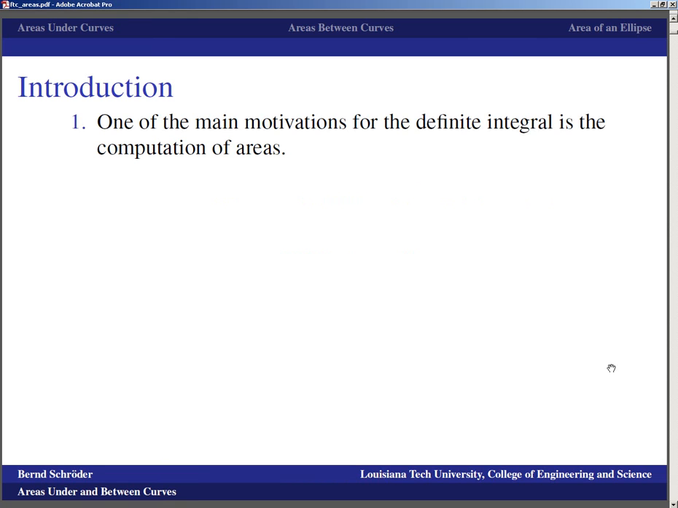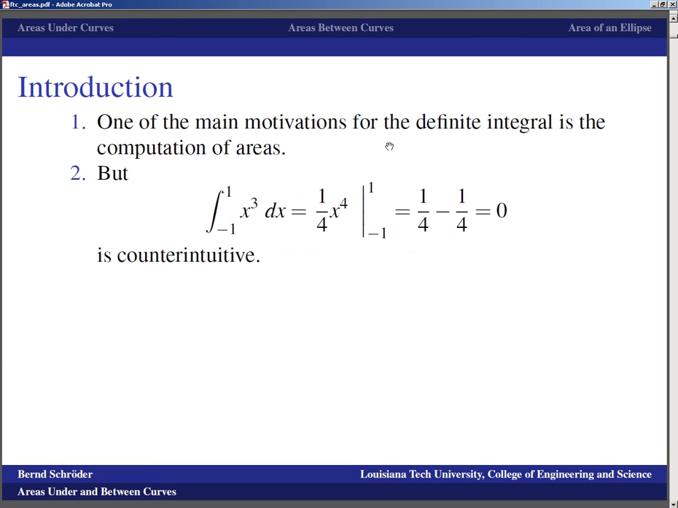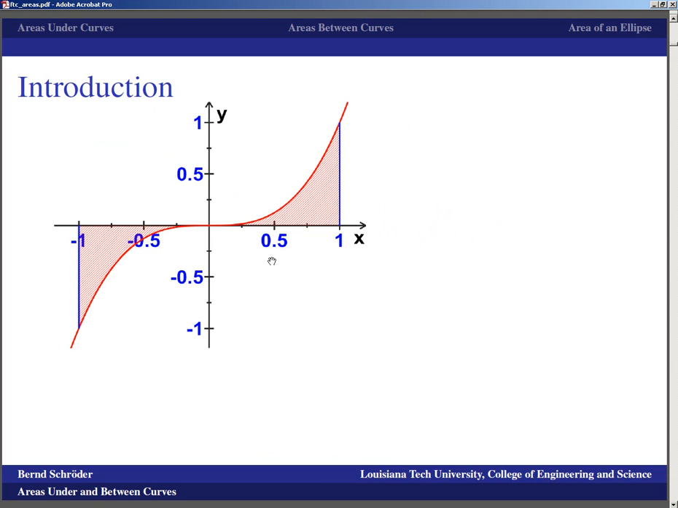So, well, one of the main motivations for the definite integral, of course, was the definition of areas. But when you're looking at the integral from -1 to 1 of x cubed, then what we know by the fundamental theorem of calculus is that that is 1/4 x to the 4th in the boundaries -1 and 1, which is 1/4 minus 1/4, which is 0. And that's, of course, counterintuitive because there is an area that is bounded by x cubed, and it's a non-zero area.